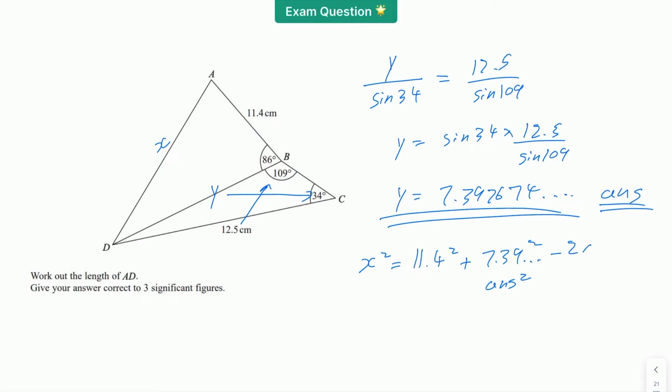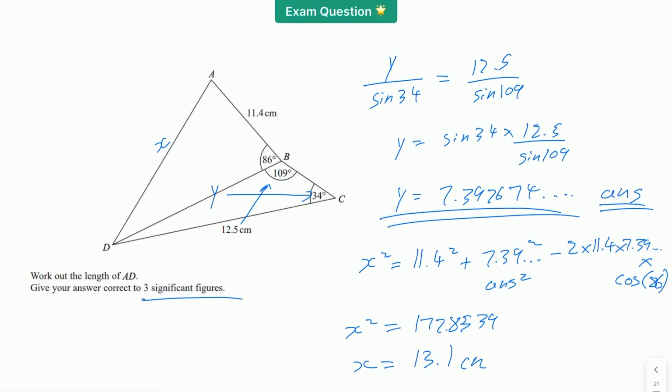Minus 2bc, so that's 11.4 times 7.39... times cos of the angle, which is 86. And if you type that into your calculator, you get a value for x squared as 172.8539. And if you square root that, you get 13.1 centimeters to 3 significant figures.